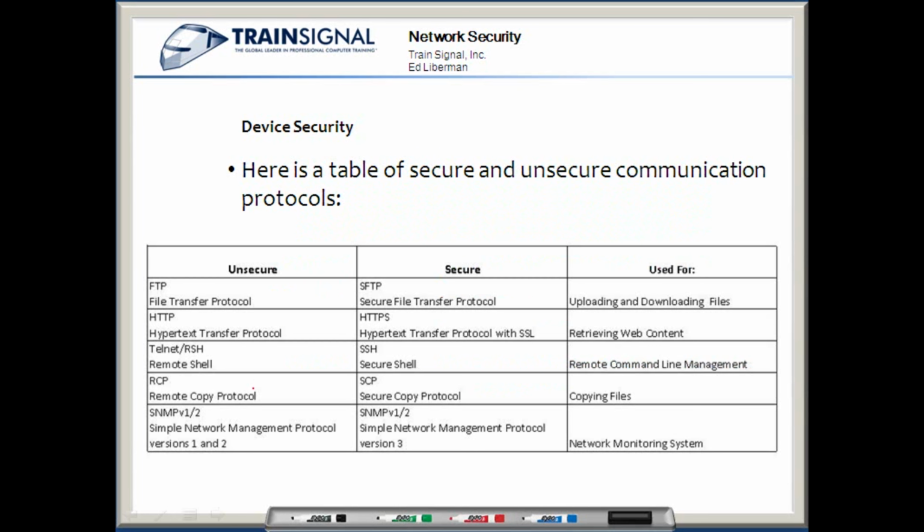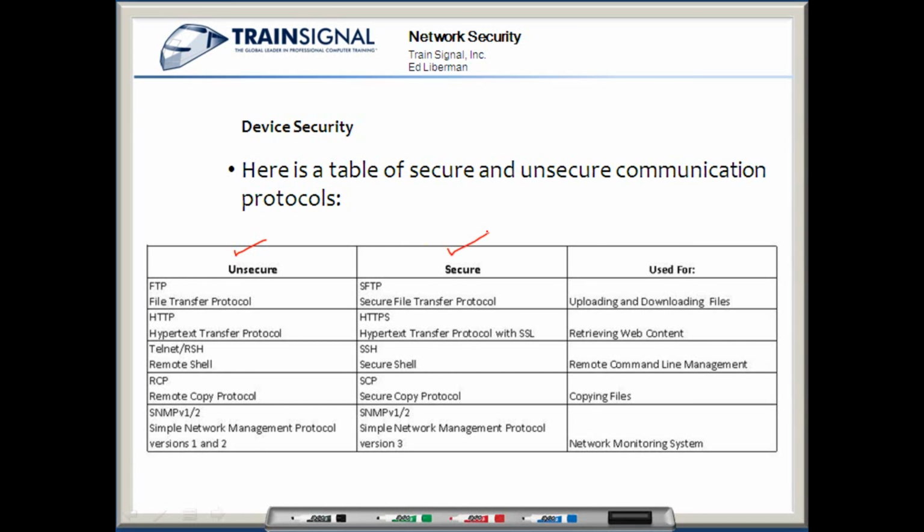Now, as far as remote security goes, basically you just want to keep in mind that some communication protocols send data in clear text, plain text, in an unsecure fashion, and other protocols send data in a secure fashion. And so here I have a table which lists all the unsecure protocols like FTP, HTTP, Telnet, RSH, RCP, and SNMP if you're using version 1 or 2. And then their secure equivalent, which is a protocol that would have similar functionality but would do things in a more secure or encrypted fashion.